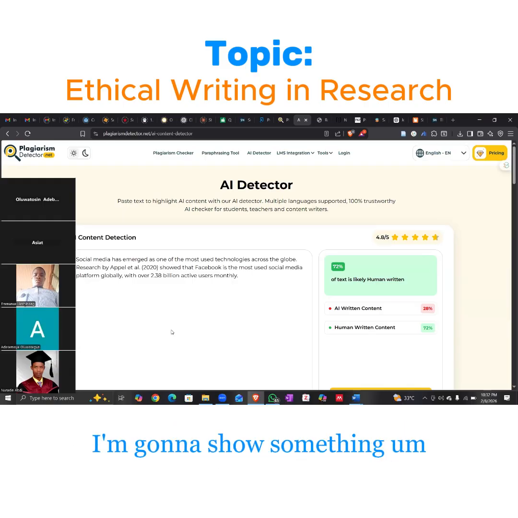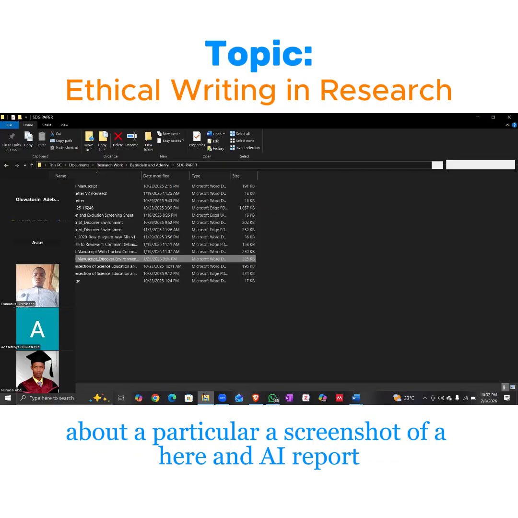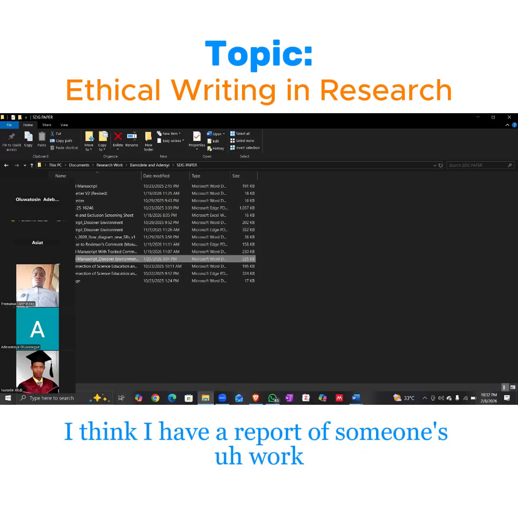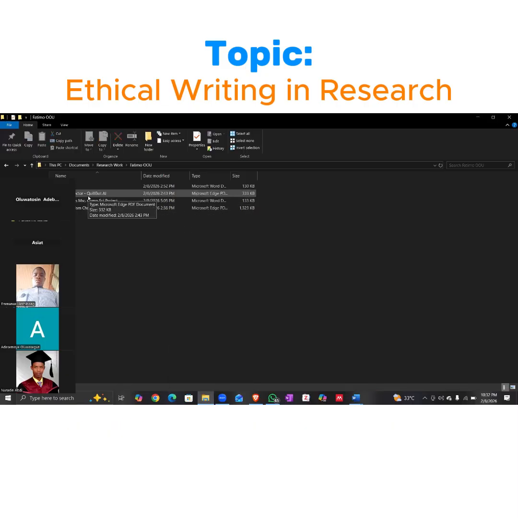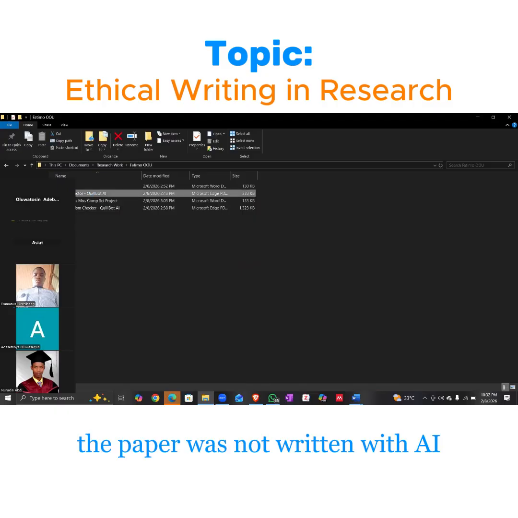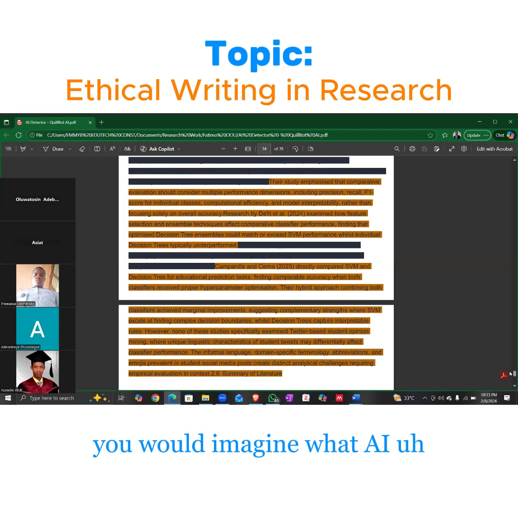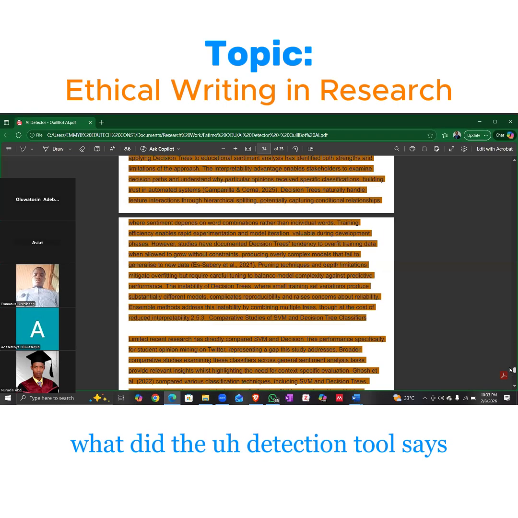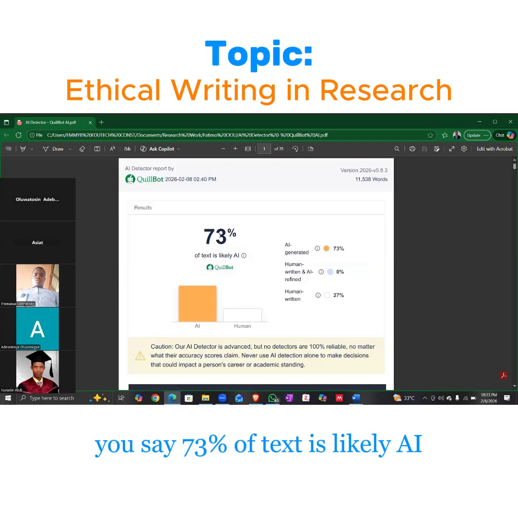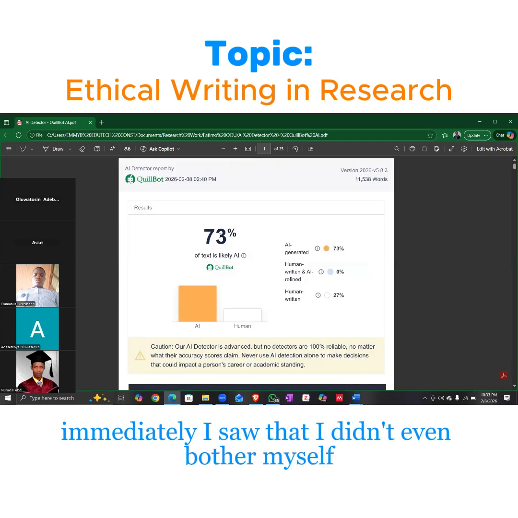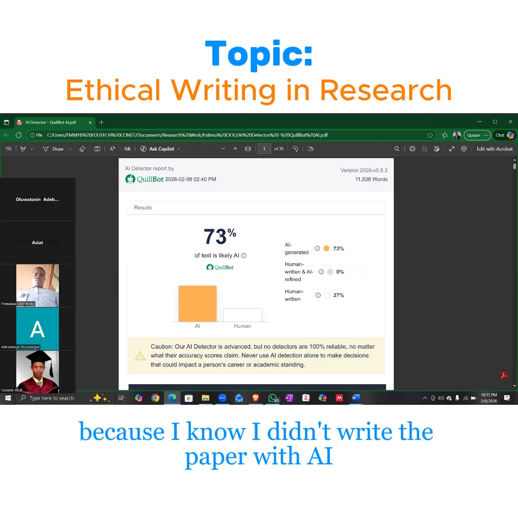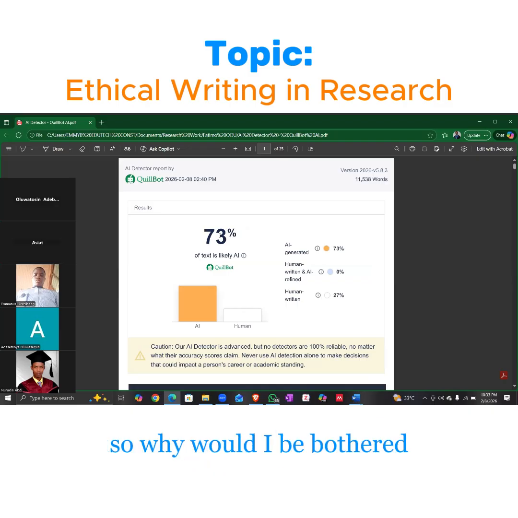Okay, I'm going to show a screenshot of an AI report. I think I have a report of someone's work. The paper was not written with AI, but when it was scanned, you would imagine what the detection tool says. It says 73% of text is likely AI. Immediately I saw that, I didn't bother myself to check because I know I didn't write the paper with AI. So why would I be bothered?